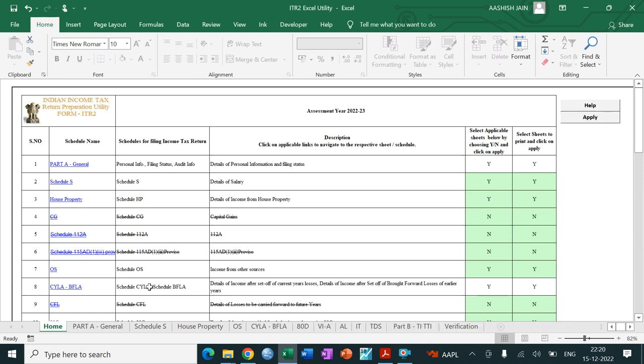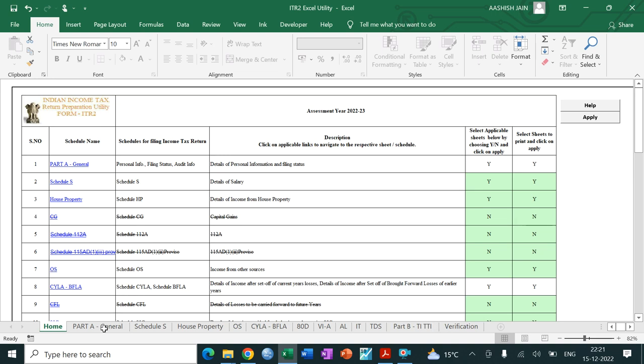So after applying the sheet, we have limited tabs now: general part A, then salary, house property, other sources, carry forward losses, medical deductions, then assets and liabilities, then advanced tax, then TDS, then part B TDS, that means the final tax liability details, and then the verification. So now we have limited tabs, which basically saves time. So I always suggest students to use that sheet.